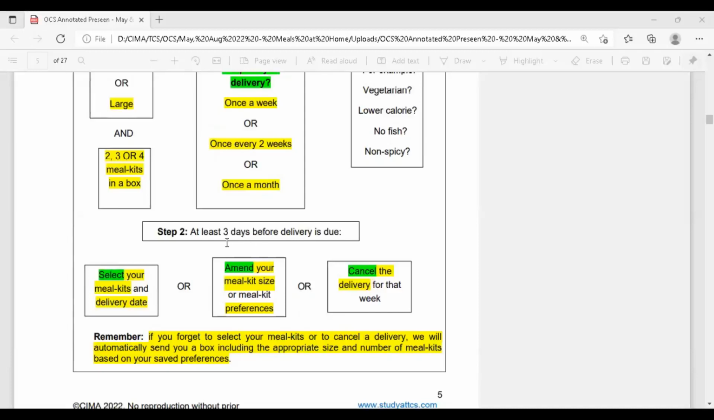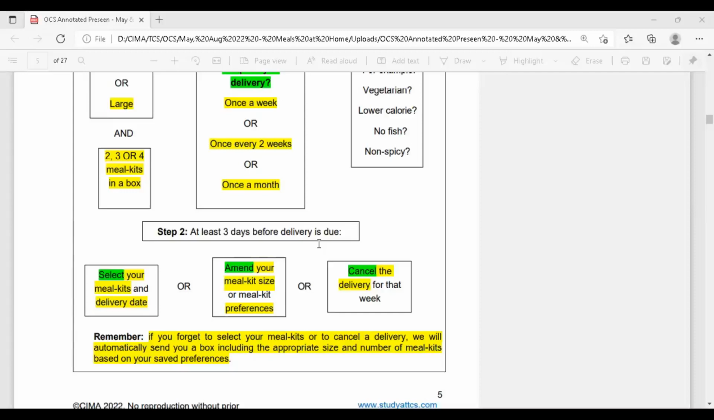Okay, but whether you are selecting a meal kit, amending your order, or canceling your order, you have to do it 3 days before delivery is due. Why are you supposed to select, amend, or cancel your order 3 days before? Because this company carries out their operations on a daily basis. So when it comes to purchasing, now in video number 2, I will be highlighting these points. I'll just give a synopsis of what is yet to come, what is yet to be discussed.